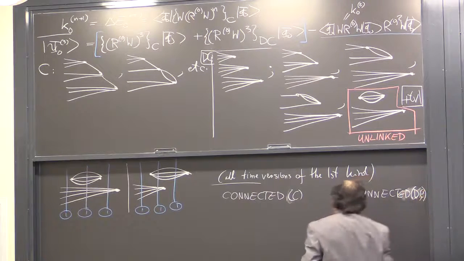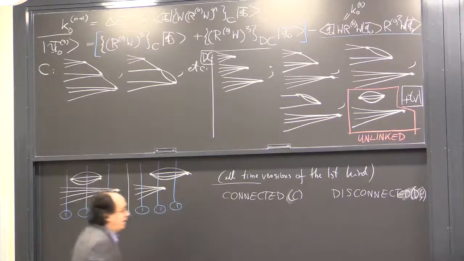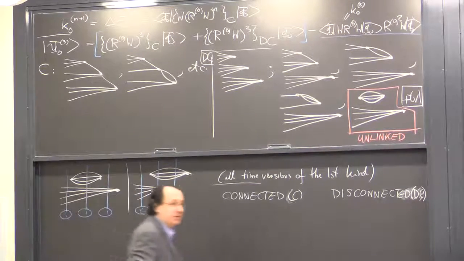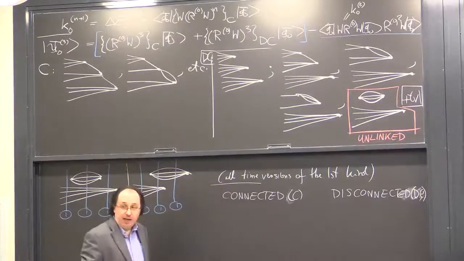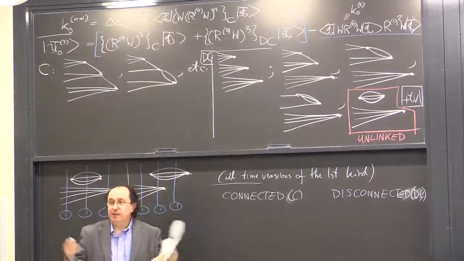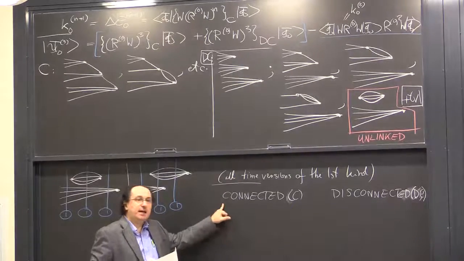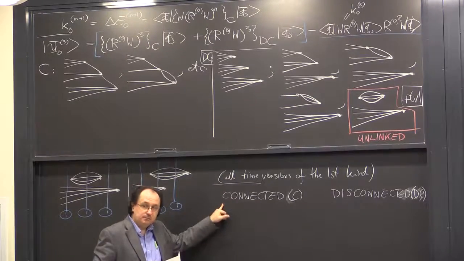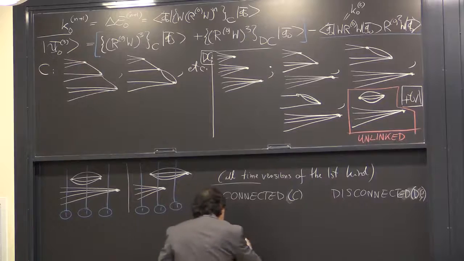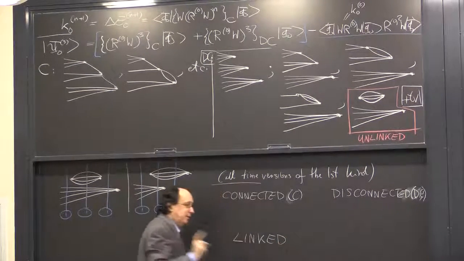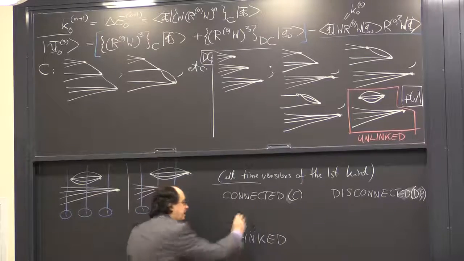DC, okay? Not AC, DC, but C and DC. All right. Now we are saying that there are also linked and unlinked diagrams. Well, first of all, connected diagrams are always linked. So what I'm going to do now is say that every connected diagram is linked.